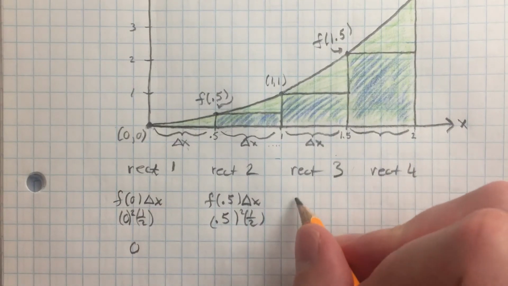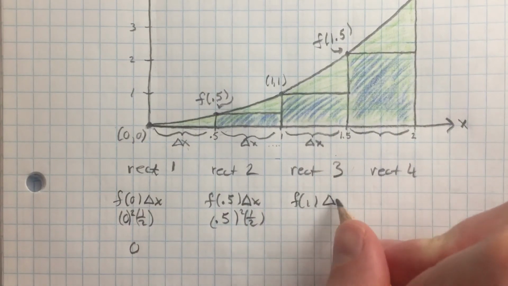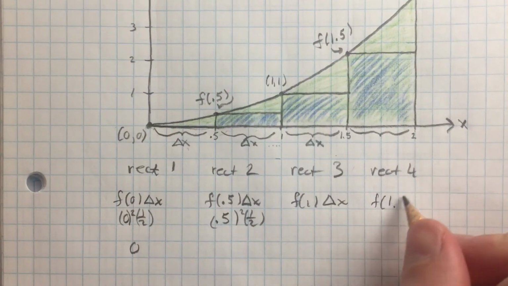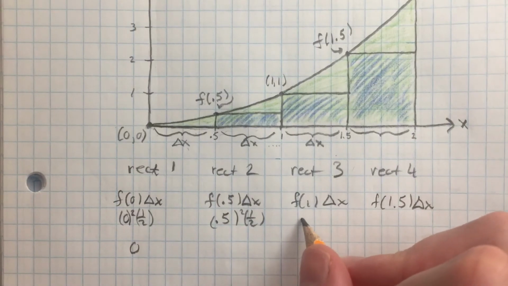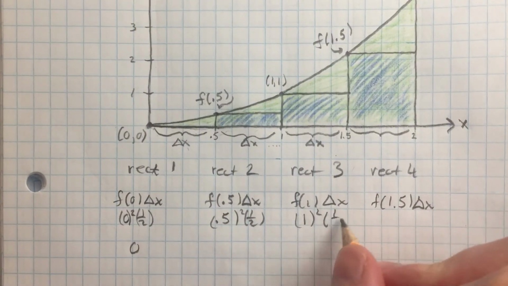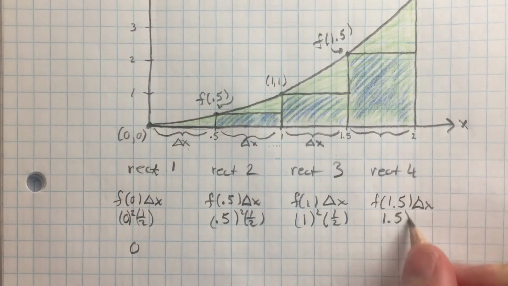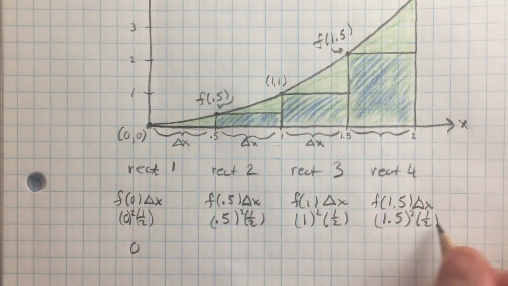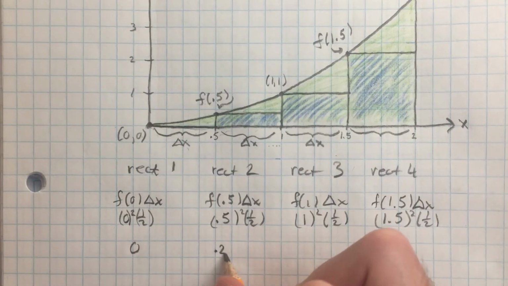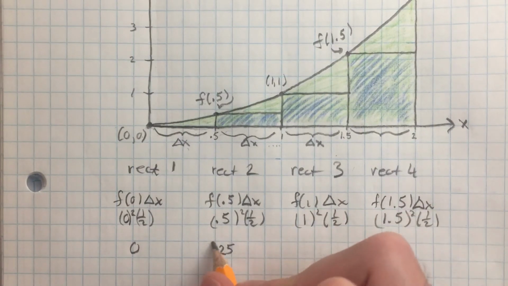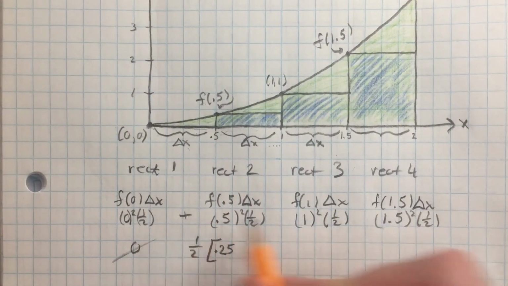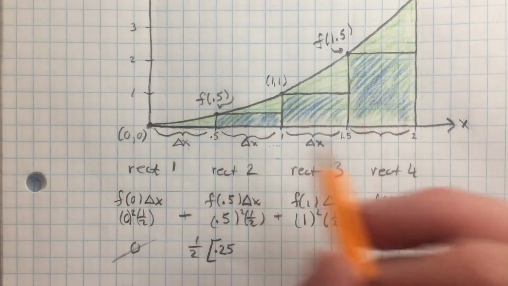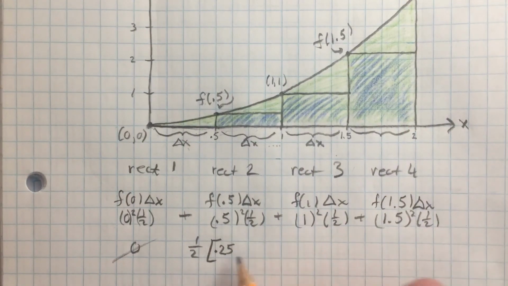So rectangle 3 should be f of 1 times delta x. Rectangle 4 should be f of 1.5 times delta x. Those calculations will be 1 squared times 1/2, 1.5 squared times 1/2. So we'll have 0.25 with a half on the outside. We said we could take the 1/2 out of everything like before. The 0 I'm not worried about. Remember, we are trying to add these together. We're just adding the 4 rectangular areas. So a 0.25 here, a 1 here, and a 2.25 here for that square.